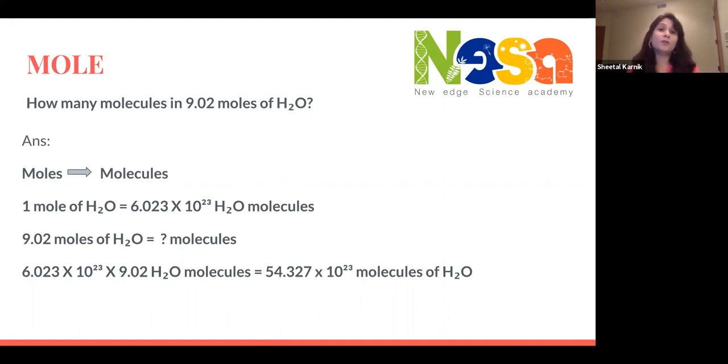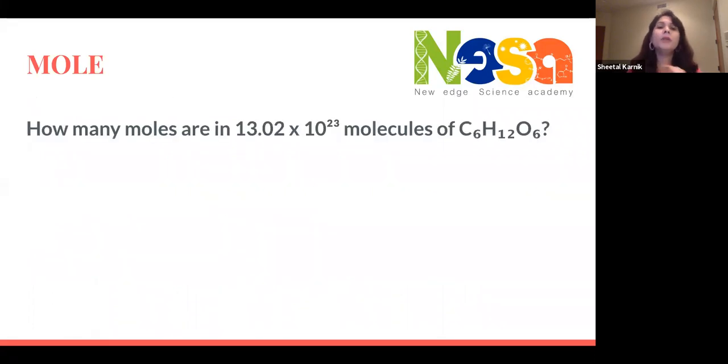The other type of questions that they ask on your exams are by flipping these concepts. In those questions, they would give you the molecules and they will ask you the moles. So let's try to solve a question like that. How many moles are in 13.02 times 10 to the 23rd molecules of C6H12O6? Well, we are going to follow the same pathway.